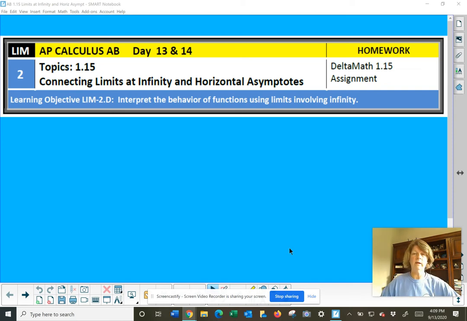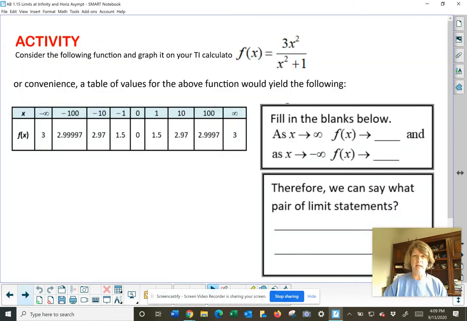Hello there, we are working on section 1.15. Now, while the notes look kind of long, I think it'll actually go fairly quickly. There's just a lot of pictures that we're going to look at, a lot of graphs we're going to look at. So, first activity says to consider the following functions and graph it on your TI calculator.